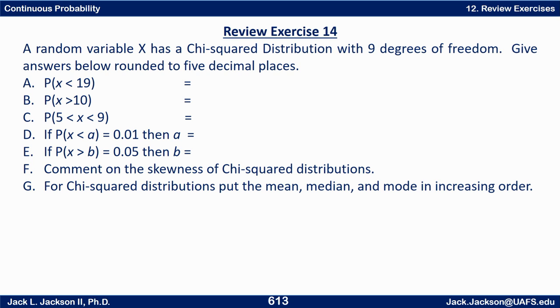We want to find the probability that x is less than 19, the probability that x is greater than 10, probability that x is between 5 and 9, and then a couple of inverse probability problems. Probability that x is less than a is 0.01, and the probability that x is greater than b is 0.05. Find a and b. Comment on the skewness of chi-square distributions in general, and for chi-square distributions, put the mean, median, and mode in increasing order.